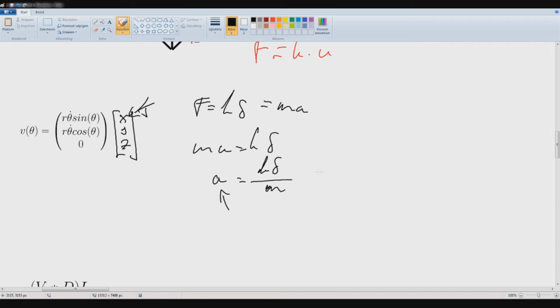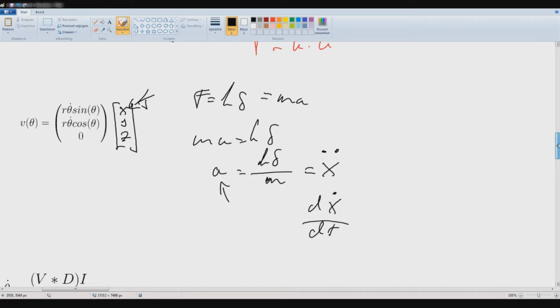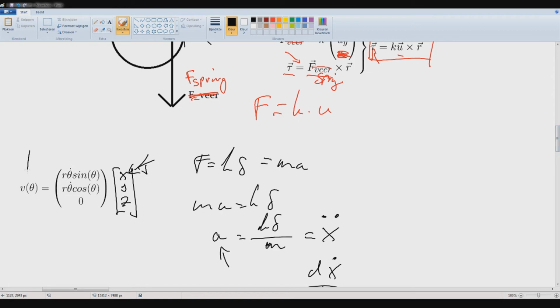And if we write this as x double dot, this means that this is a derivative of x dot. Therefore it also has a speed, and this speed, which comes out of here, must be equal or less than the velocity the spring has when it's in energized state.